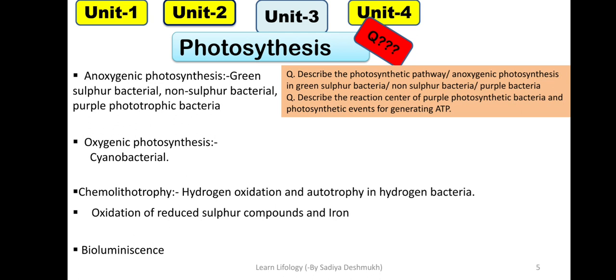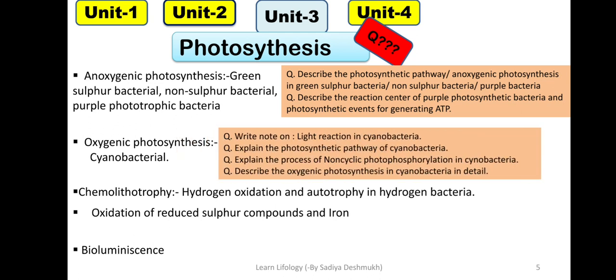Then the second type of question is: describe the reaction center. Now this is quite a twisted type of question. It is not asked directly. Here they have asked to describe the reaction center of purple photosynthetic bacteria and photosynthetic events for generating ATP. So you have to understand the question properly, and then only you can write the answer.